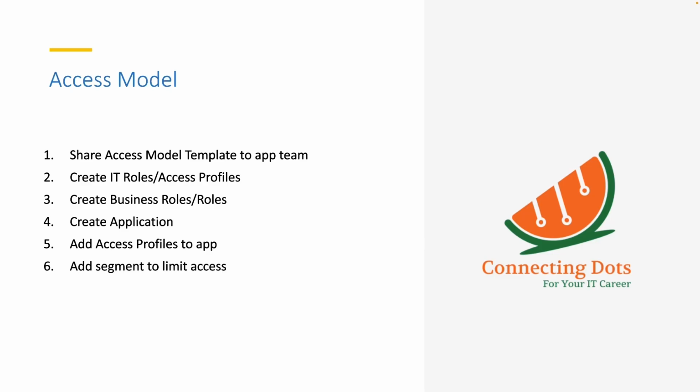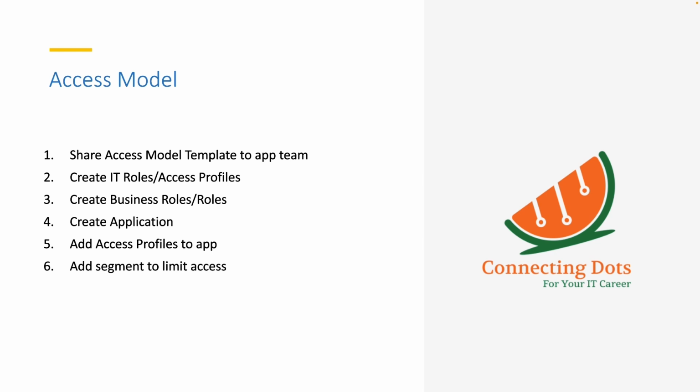Welcome back. Once you have established the connectivity to your business application from your IGA product, the next step is to pull the data. We call it aggregation in SailPoint, both in Identity IQ and Identity Now. Your product may be using a different terminology. Once we pull the data, we look into entitlements. Entitlement is nothing but basic access.